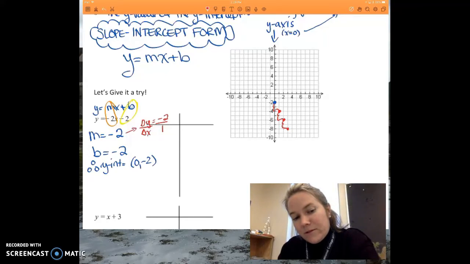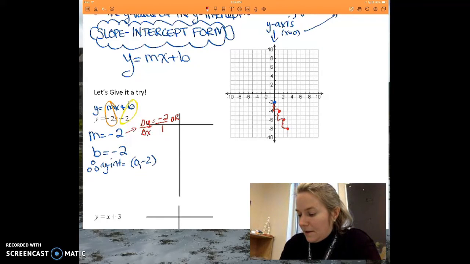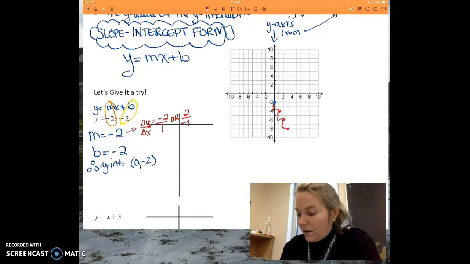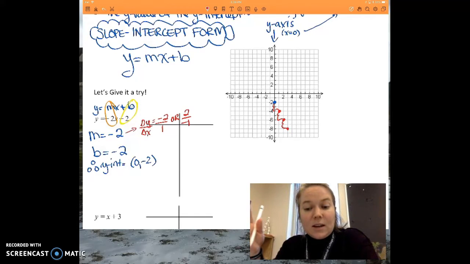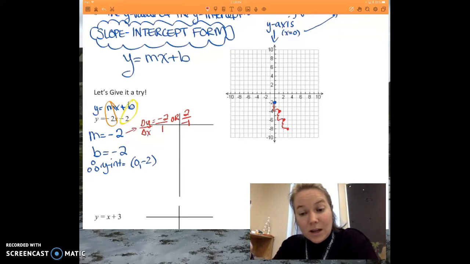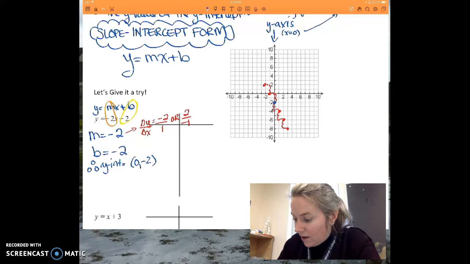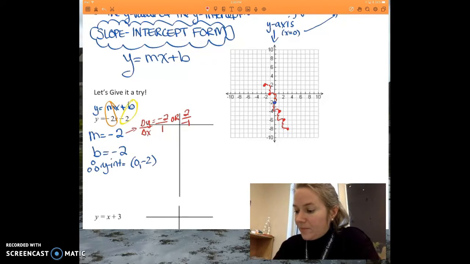So the thing about fractions is there's two ways of writing them when they're negative or when they're positive. Negative 2 divided by 1 is negative 2. 2 divided by negative 1 is also negative 2. So I can write that both ways. So that means that I could go positive 2, negative 1, positive 2, negative 1, and create those lines there.